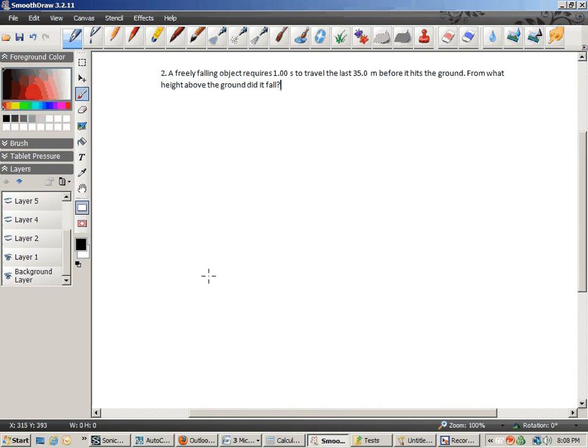Okay, we want to examine problem number 2 of the practice test I gave you. A freely falling object requires 1 second to travel the last 35 meters before it hits the ground. From what height above the ground did it fall? And we want to do this problem in the outline I gave concerning knowledge, understanding, application, and evaluation. So let's first start with knowledge.